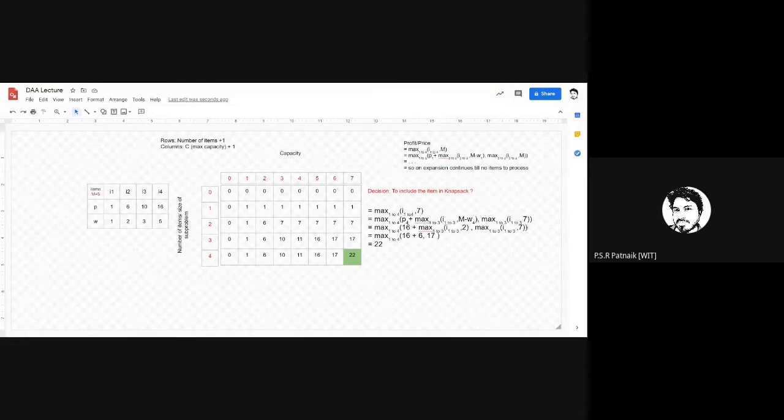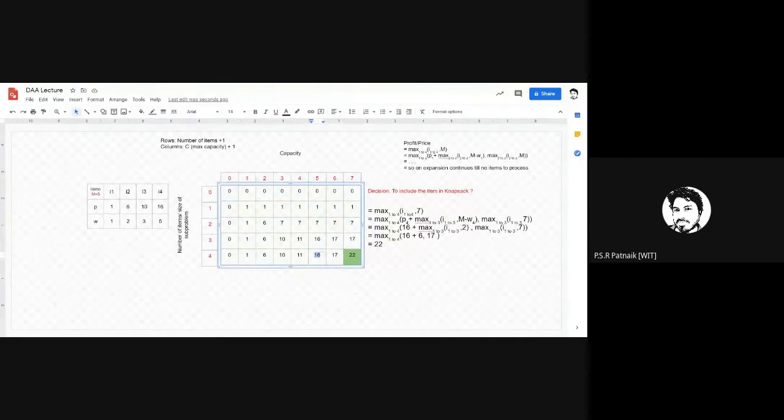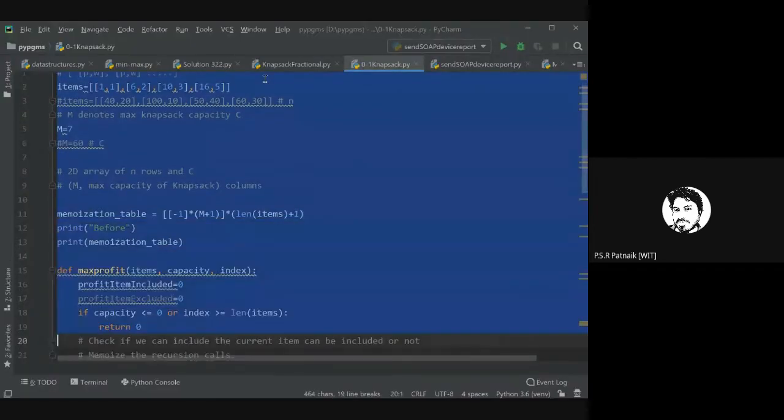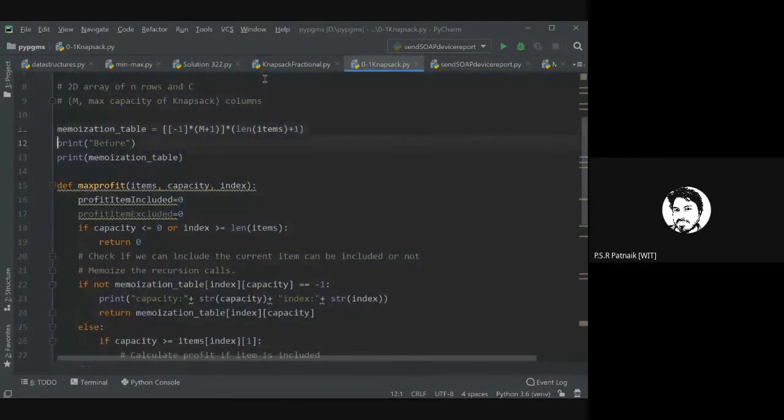Somewhere here this will give you the maximum solution. What is this maximum solution? 16. Its sack capacity is 5. Recursive 0 1, that's how knapsack. You start working. And if you recall this program, we started with the recursive approach, and then we applied memoization.